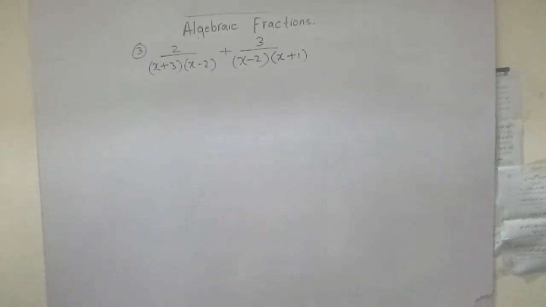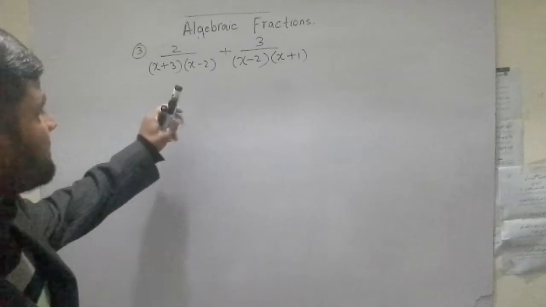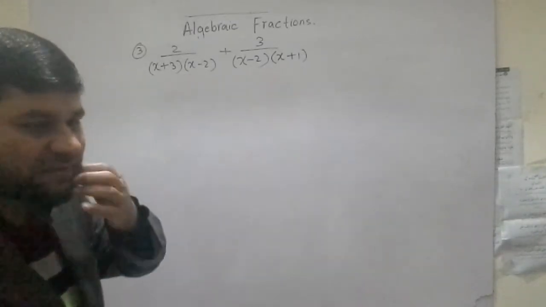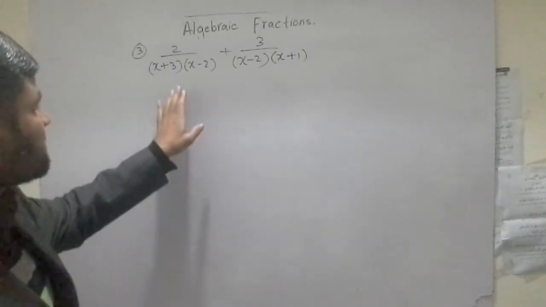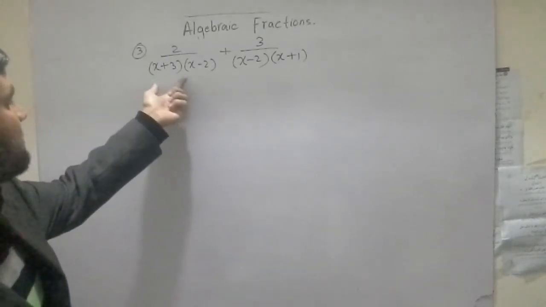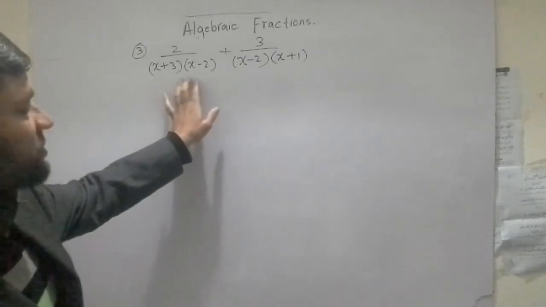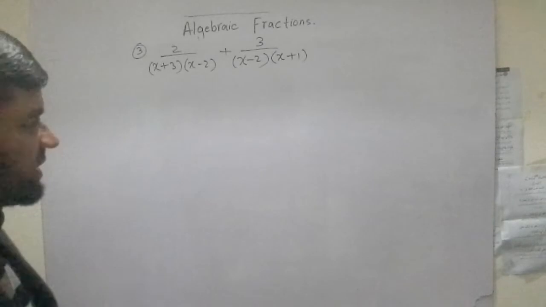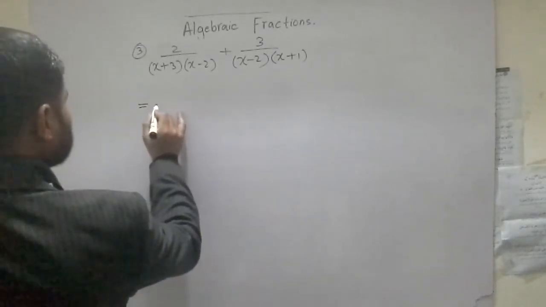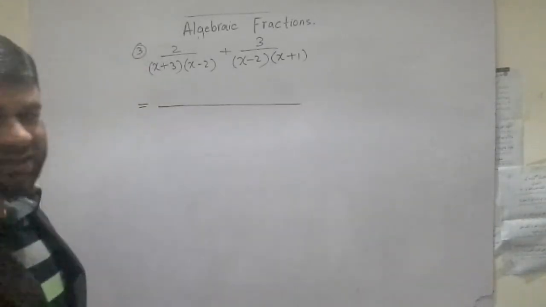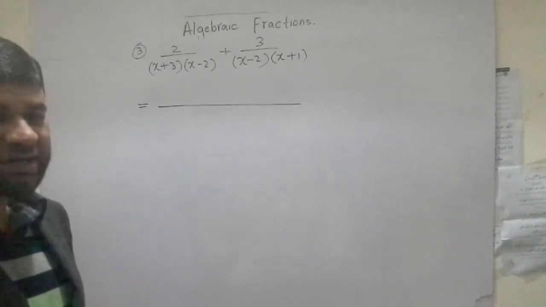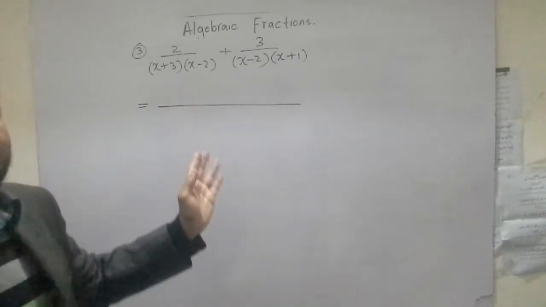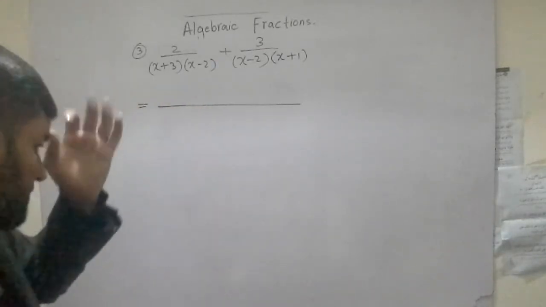So here we are with question number 3. You can see these denominators are now different from the first two questions. Now we have double expressions within the brackets and they are being multiplied. But here the LCM is the main thing, the only difficult thing in adding or subtracting algebraic fractions: you need to find the right LCM, lowest common multiple.